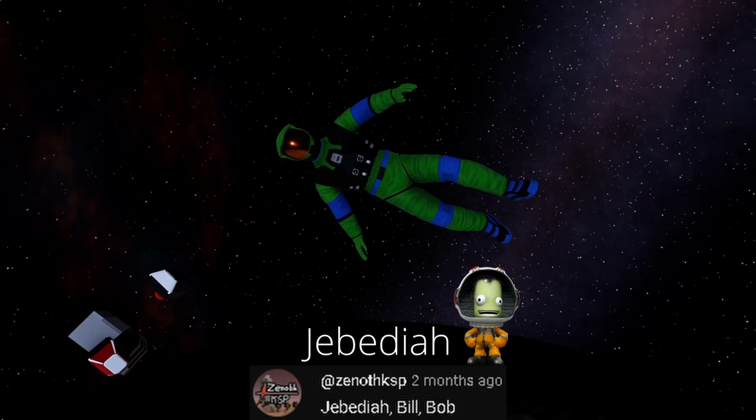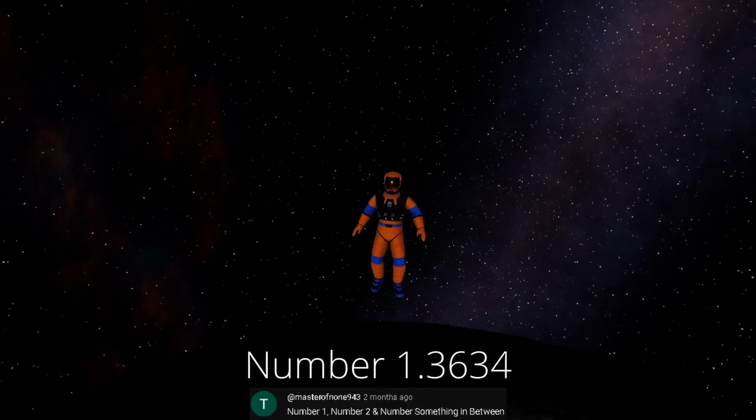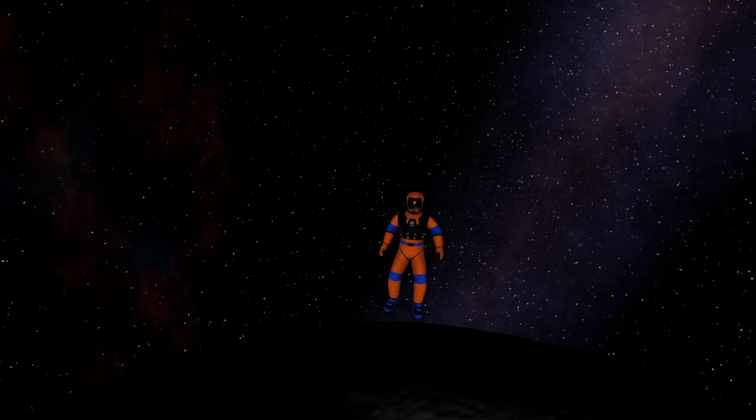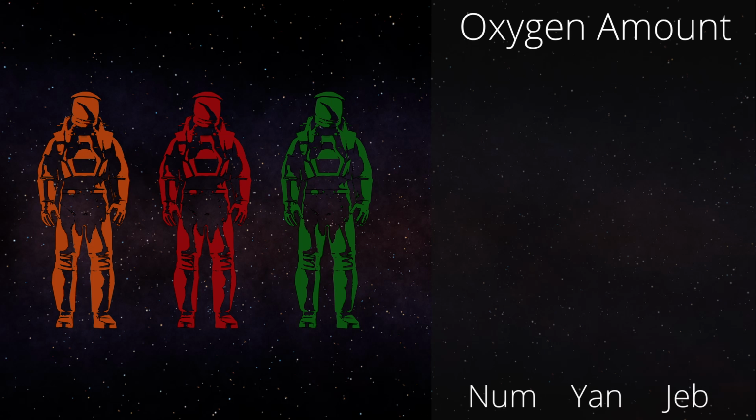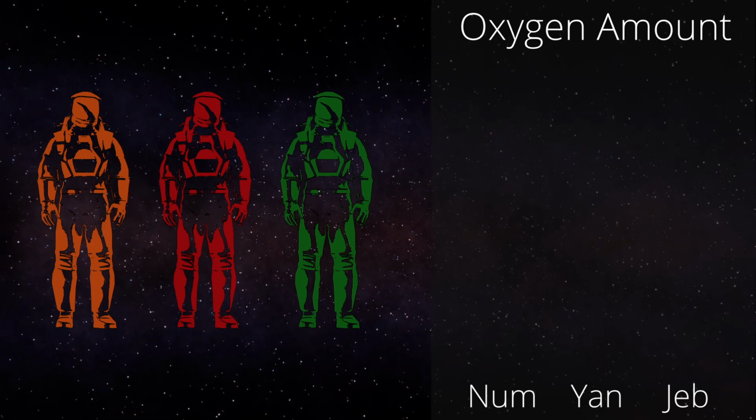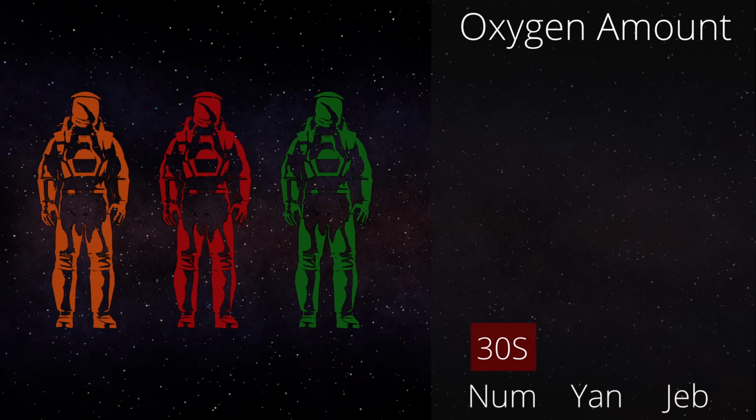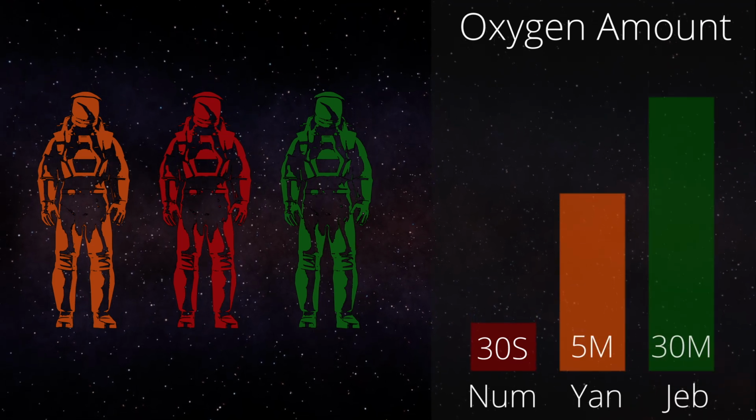The three droids go by Yan LeCun, Jebediah, and of course number 1.3634. Unfortunately, these droids have a big issue. They have a limited supply of oxygen, and Jebediah has decided to steal the most oxygen. That means that number 1.3634 has the least amount of oxygen, Yan LeCun has the next least, and Jebediah, of course, has the most.